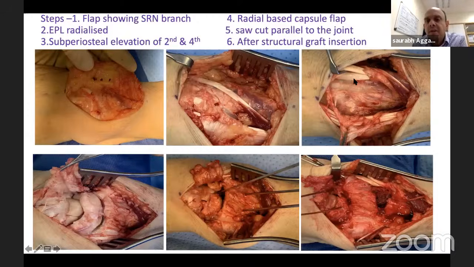You can see your ECRL, ECRB is surrounded by sheath. EDC, EI is surrounded by a nice sheath. So post-operatively, there'll be no tendon adhesion and they'll glide nicely. Then we need to incise the capsule to see the carpal bones. Again, that's thumb, so radial base flap, that's your capsule.